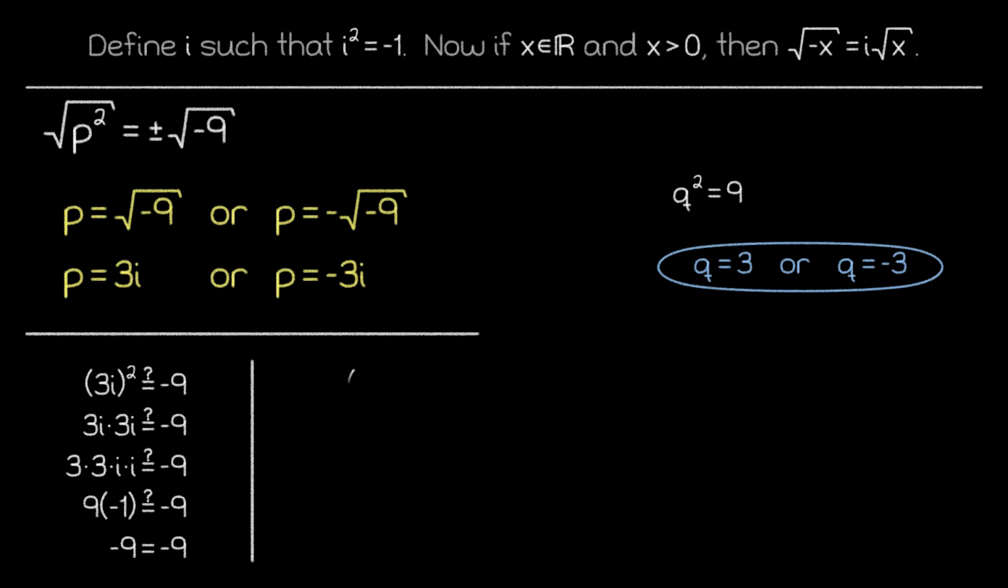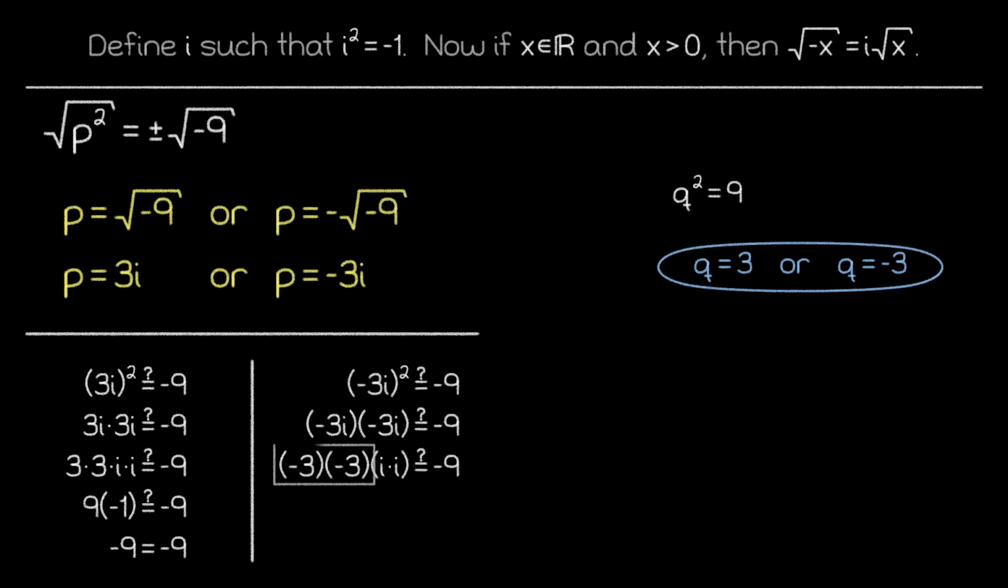We can evaluate (-3i) squared by writing it as -3 times i times -3 times i, which we can rearrange this way. Then, since -3 times -3 still gives us +9, and since i times i is -1, we do indeed get -9 as a result.